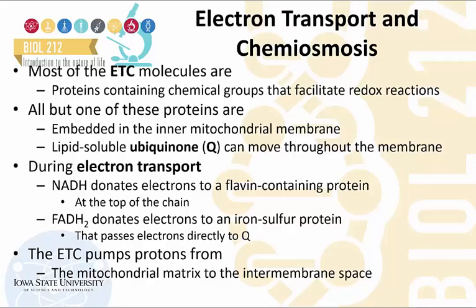Both NADH and FADH2 donate their electrons to different complexes within the inner mitochondrial membrane. NADH donates electrons to a flavin-containing protein, whereas FADH2 donates electrons to an iron sulfur protein that passes electrons directly to ubiquinone. As the electrons pass through the electron transport chain, protons are pumped across the inner mitochondrial membrane from the mitochondrial matrix into the intermembrane space.